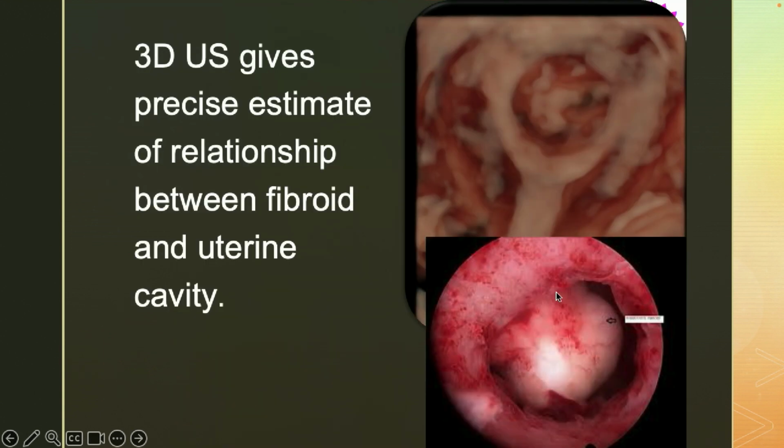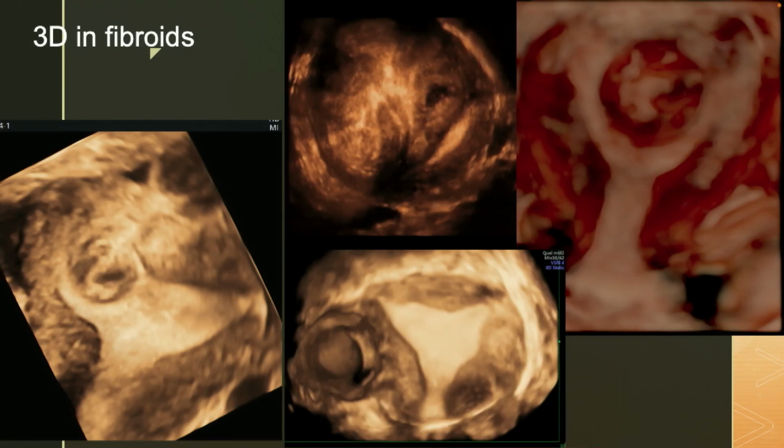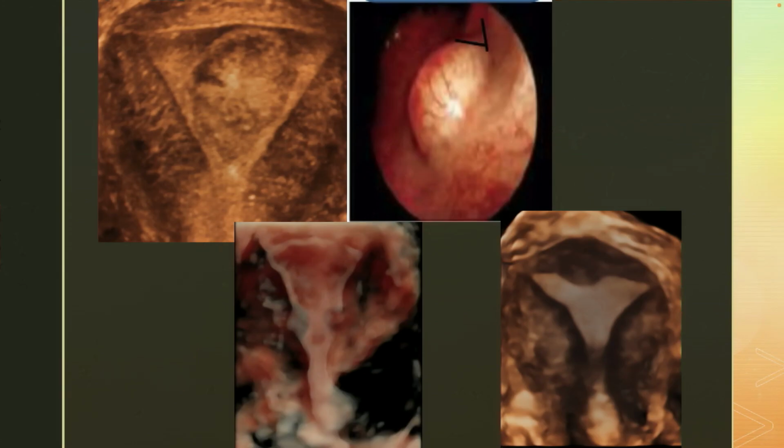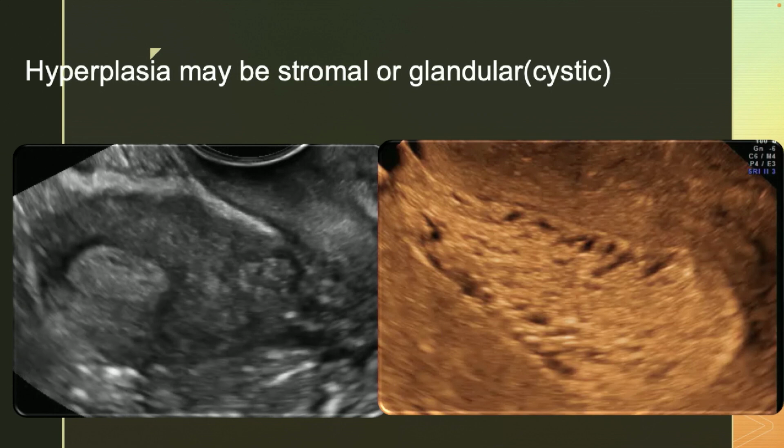fibroid. So you will always see these same images on the hysteroscopy and the 3D ultrasound, with sonohysto or even without sonohysto. So that is something very, very useful whenever you have fibroids. Let us now move to another lesion.